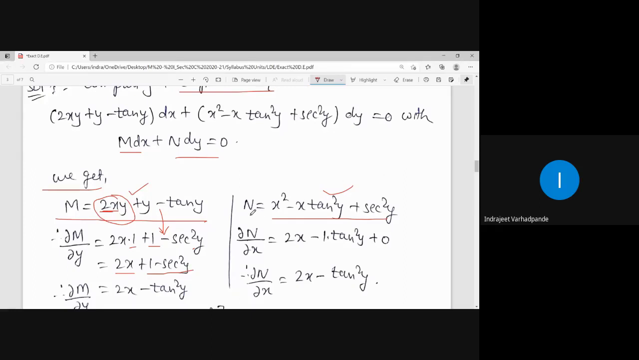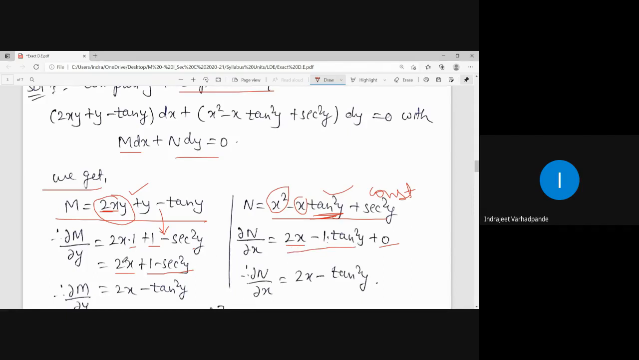Now consider N. N is to be differentiated partially with respect to x. So the derivative of x square will be 2x. Minus tan square y will be constant. And what is the derivative of x? 1. Y will be treated as constant. So sec square y is constant. What is the derivative of sec square y? 0. So I am getting here 2x minus tan square y.